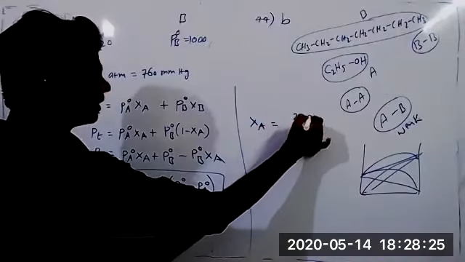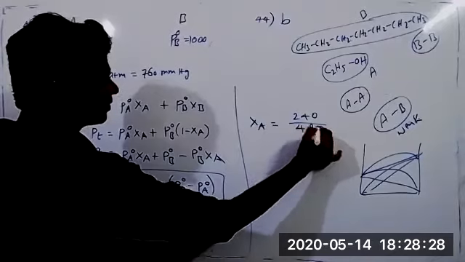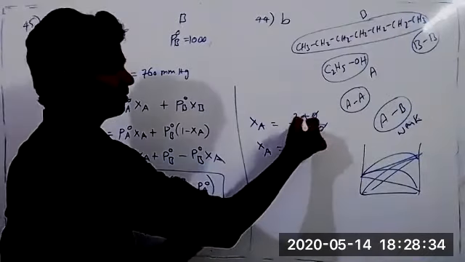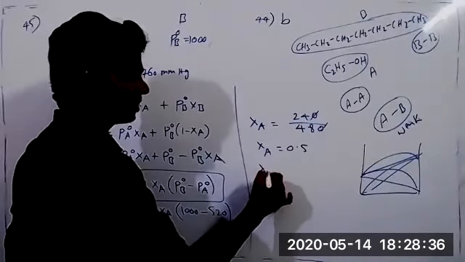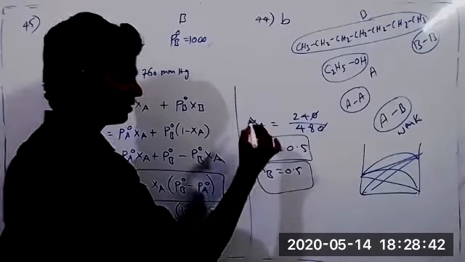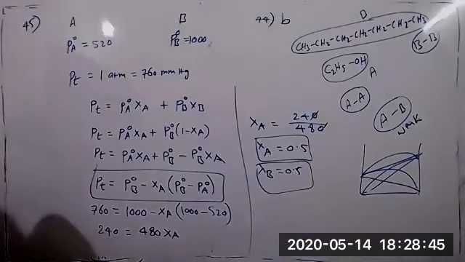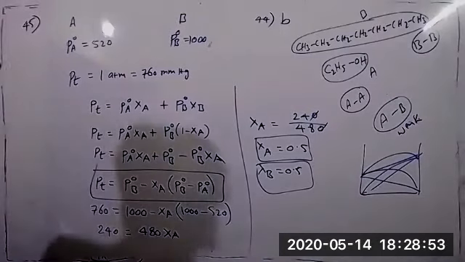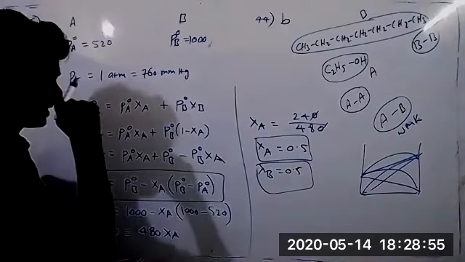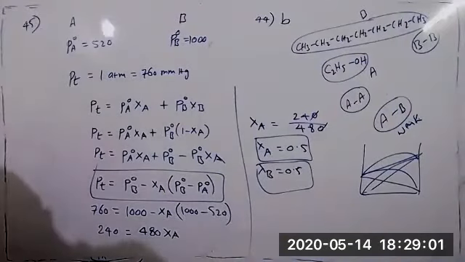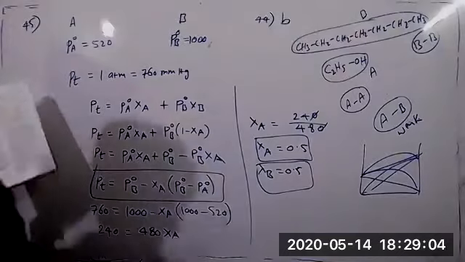XA is equal to 240 divided by 480. So XA is equal to 0.5, correct? 240 by 480 is 1 by 2, so 0.5. XB also is 0.5. This is the mole fraction. So the mole fraction is 50-50%. This is 0.5, this is also 0.5, meaning 50% of A, 50% of B. Option D is correct.